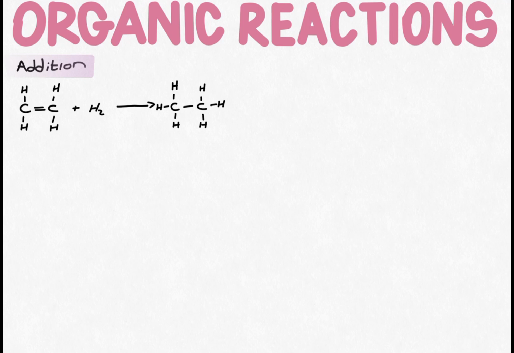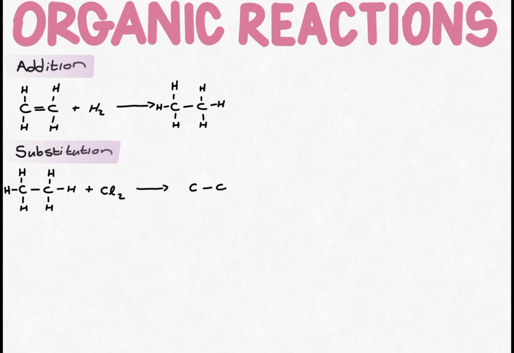The second reaction is a substitution reaction. So we are substituting some of the atoms for new atoms. So here we'll take our alkane or our ethane as an example and we'll add chlorine gas. When this is done, one of the hydrogen atoms will be substituted by chlorine and it will produce a halogenoalkane and hydrogen chloride gas.